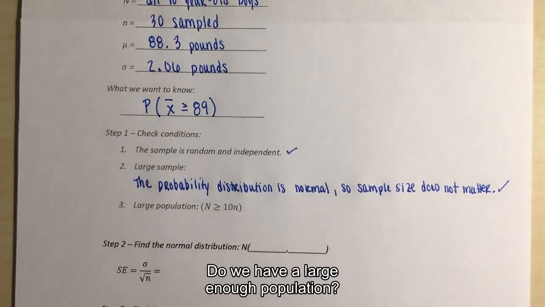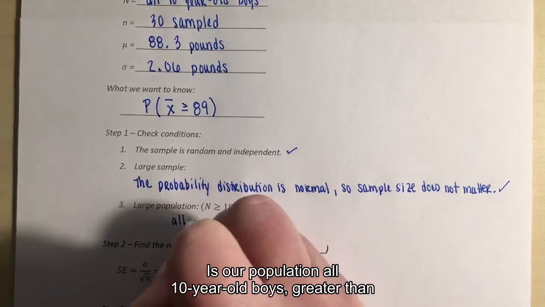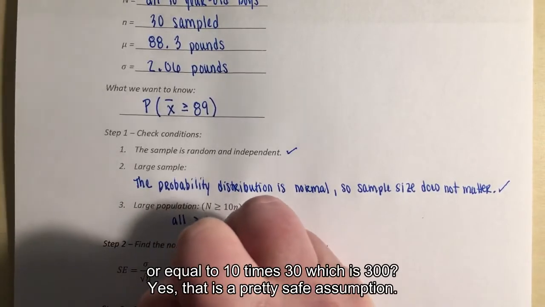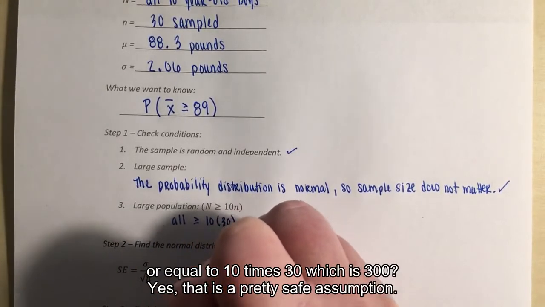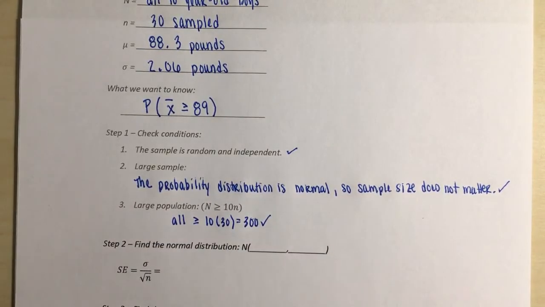Do we have a large enough population? Is our population, all 10-year-old boys, greater than or equal to 10 times 30, which is 300? Yes, that is a pretty safe assumption.